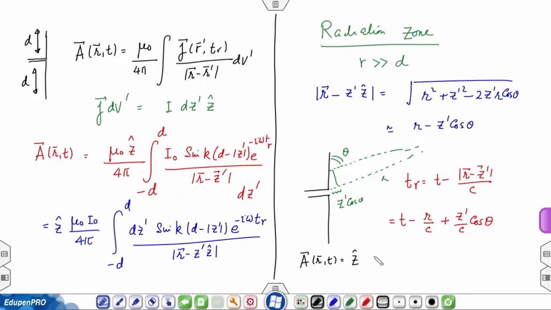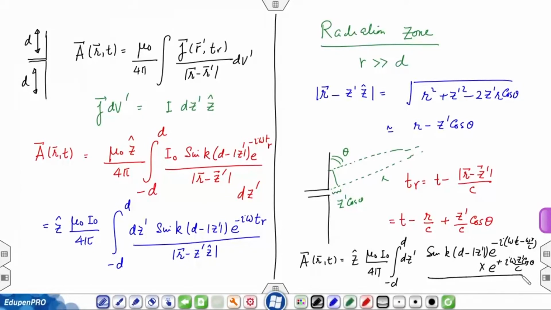equals z unit vector mu naught I naught over 4 pi integration minus d to d dz prime. I get sine k d minus mod z prime, e raised to minus I omega t minus omega r over c, times e raised to plus I omega z prime over c cosine of theta, divided by r minus z prime cosine of theta. I will rewrite this on the next slide.